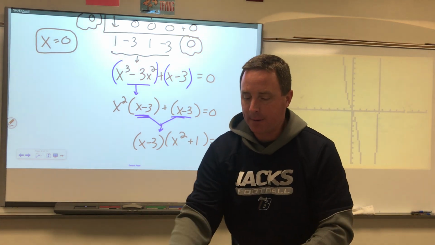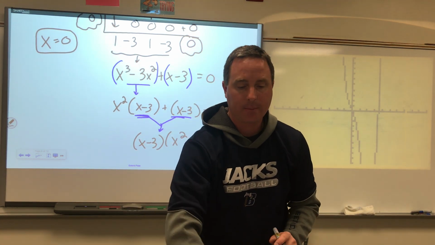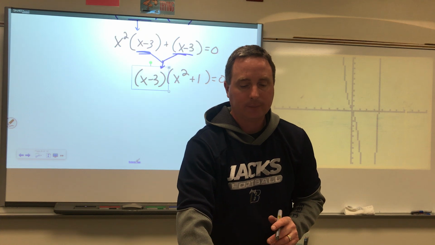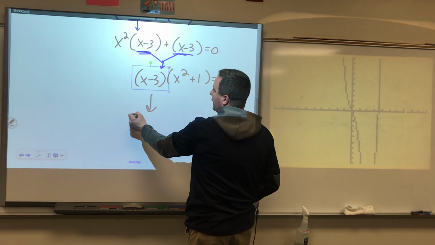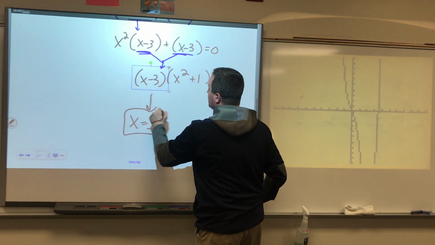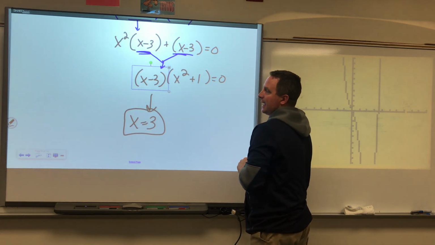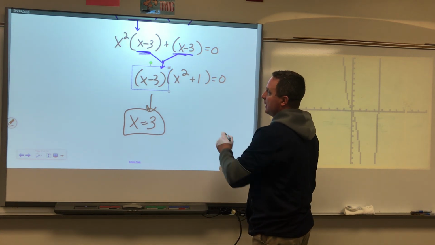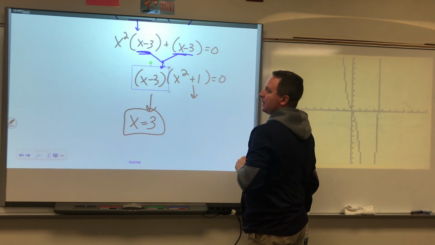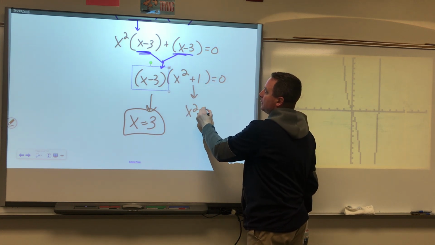Okay, and if I keep on solving here, so I missed this before. Right here, I'm going to get x equals 3 as a solution. Okay, so there's a second solution. And then, how do I solve that one? Well, let's set it equal to 0.